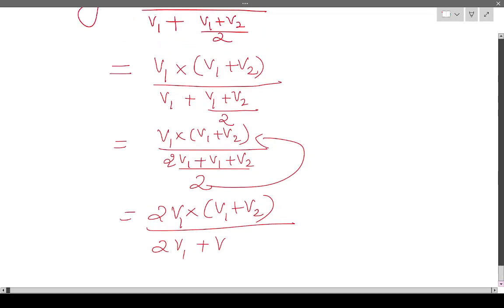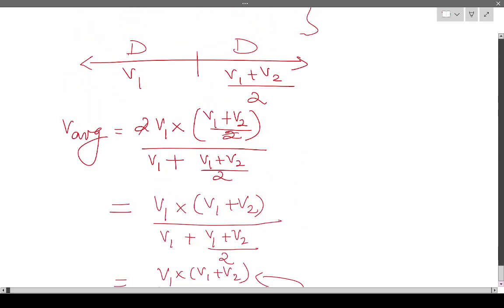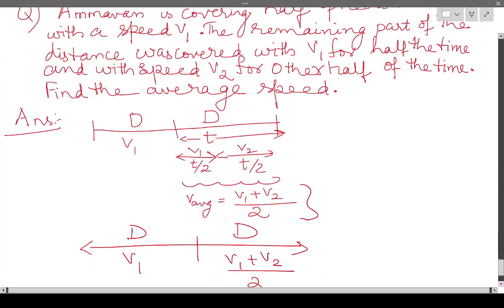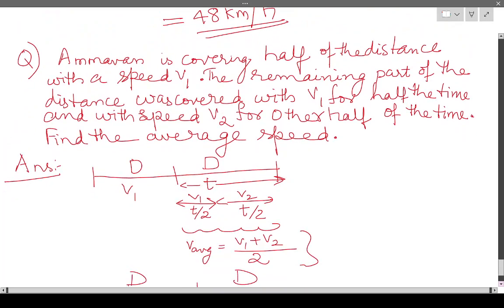Sorry, I made a mistake here. Let us assume this is going to be v1. Let us change this to v2. Second half of the distance with v2, and this is going to be v3. Let us solve this problem once again. Sorry guys.